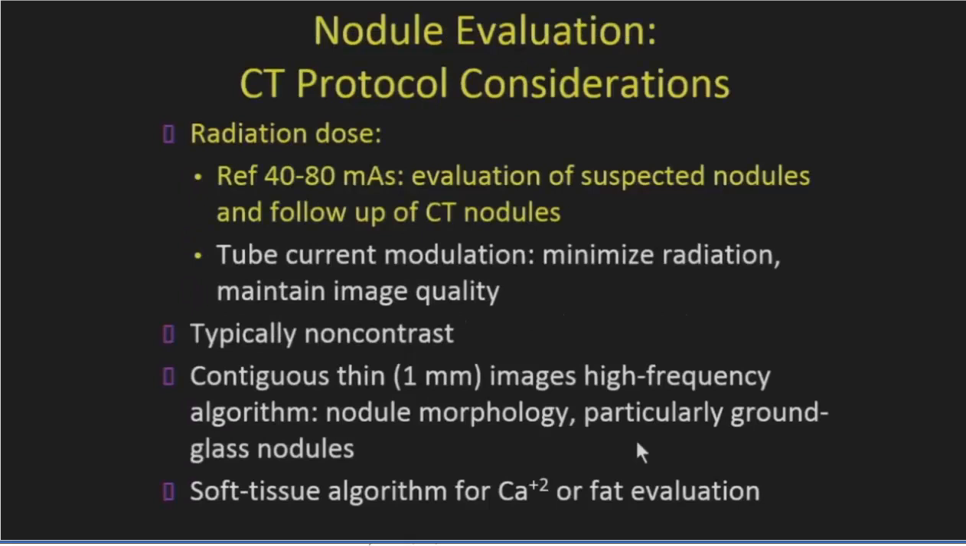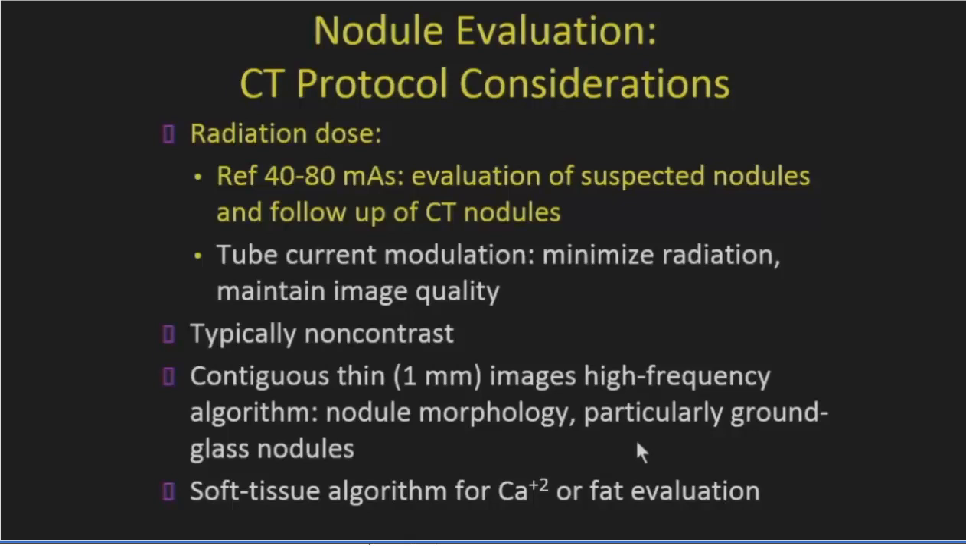Now to touch on CT protocol. In terms of CT protocol, radiation dose is of high importance. We reduce our radiation exposures for patients undergoing evaluation for suspected lung nodule on chest X-ray, and also for follow-up of CT-detected lung nodules. And this is something that we have integrated into our clinical protocols and nodule follow-up algorithm. Tube current modulation is something that we always use, and basically the X-ray tube beam is modulated in terms of the overall mA to maintain image quality and minimize the amount of radiation.